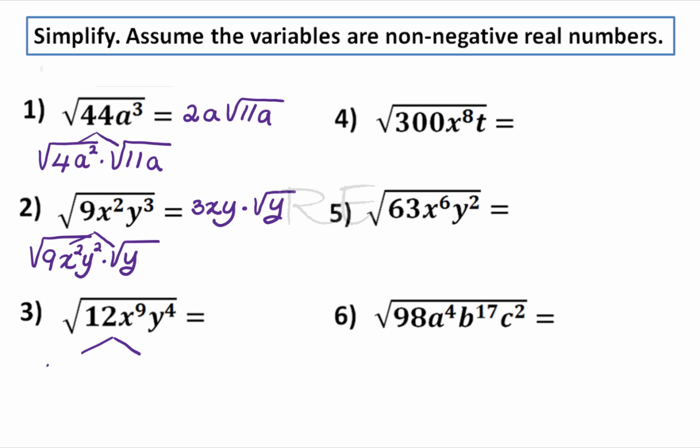12x to the 8th y to the 4th. 4 is a perfect square multiplied by 3. X to the 8th is a perfect square, multiplied by x, and y to the 4th is a perfect square. The square root of 4x to the 8th y to the 4th will be 2x to the 4th y squared, multiplied by the square root of 3x.